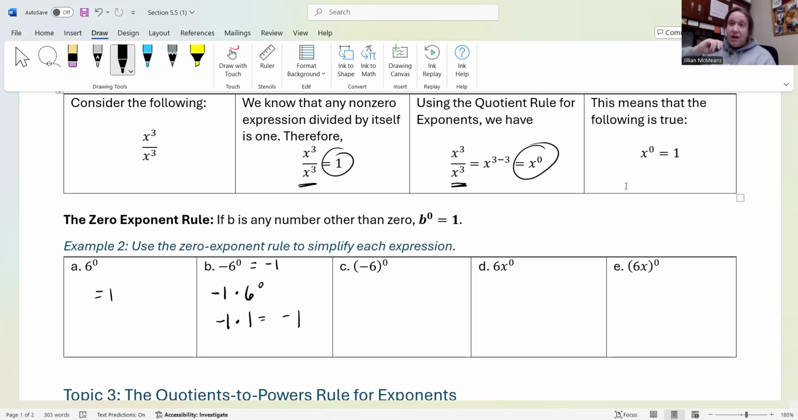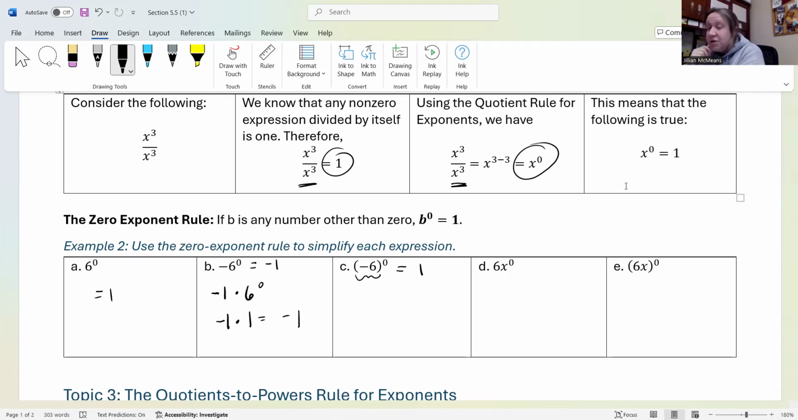the 6. It's almost like the products to powers rule. That 0 exponent applies to both parts of this. So in this case, this entire thing is to the 0 power, so this whole thing equals just 1. So be really careful with something like A, B, and C. They look like they would all be the same, but there are subtle differences that make them slightly different, especially if you look at B and C.